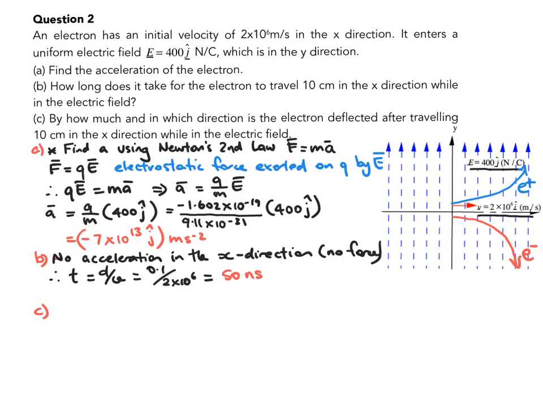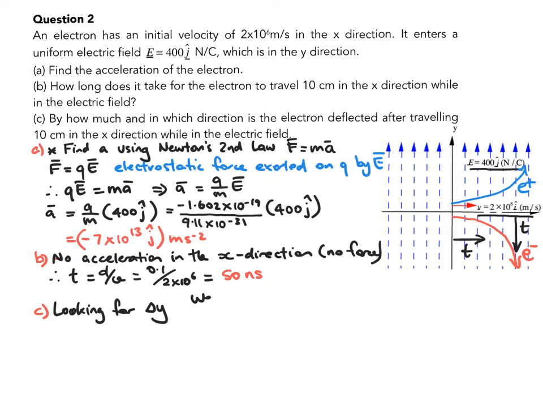The last part of the question is saying how much and in which direction is the electron deflected after traveling that distance. So we know it's just going to travel some distance this way, and we know how long it takes to do that. Well, it's also going to take the same time to be deflected this direction as well. So that time here is the same as that time there. So we need to find what that deflection is, so we're looking for delta y, the displacement in the y direction. We know it's 10 centimeters in the x. We want to find out for the y.